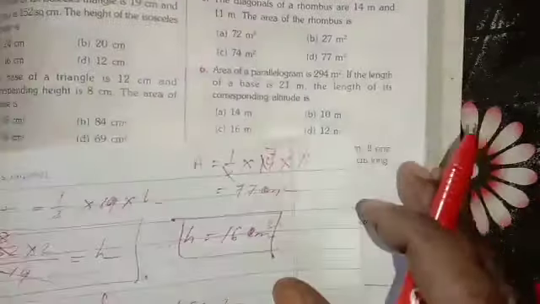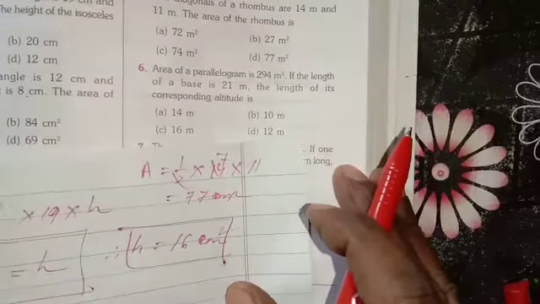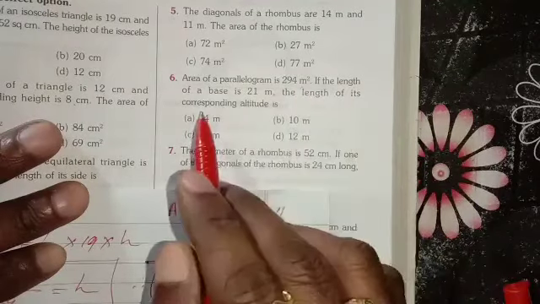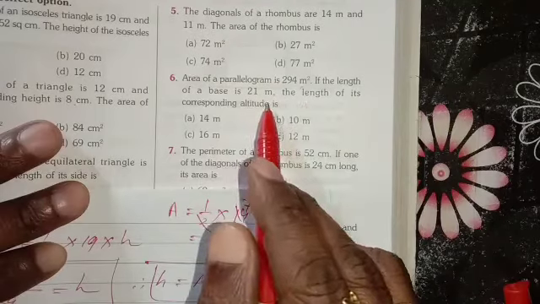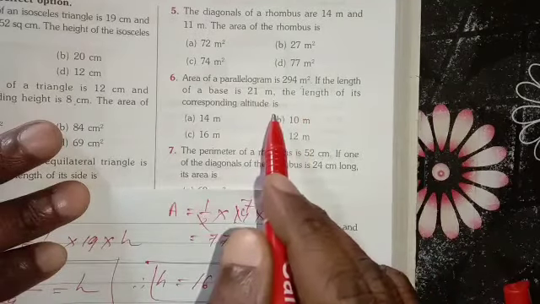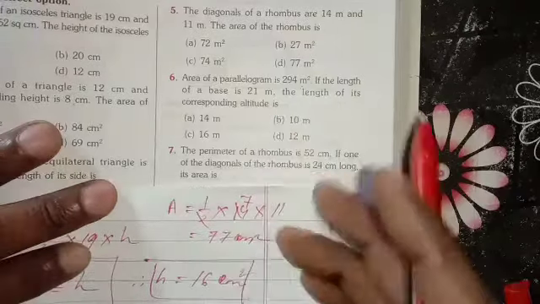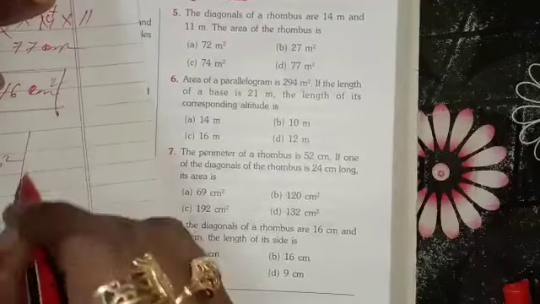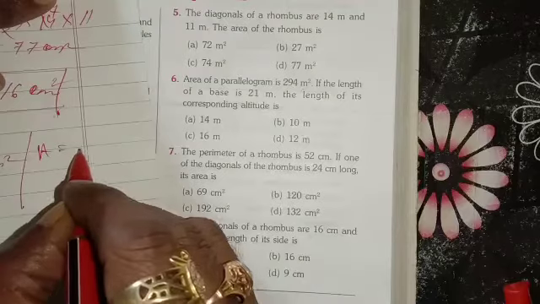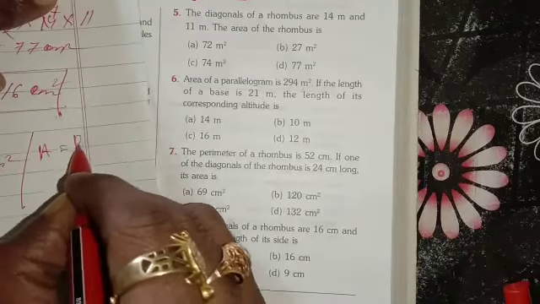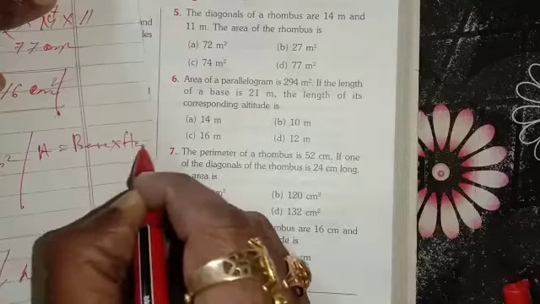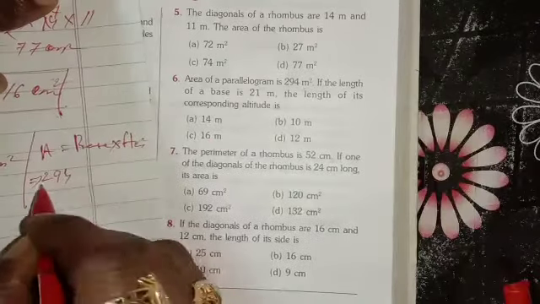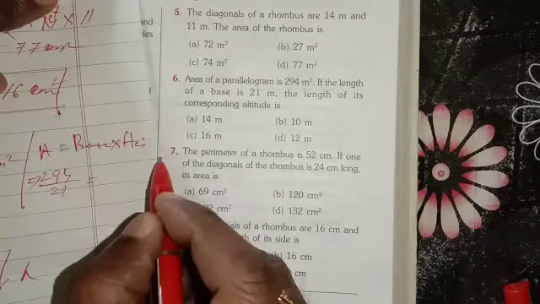Question number 6. The area of a parallelogram is 294 meter square. If the length of the base is 21 meter, find the length of its corresponding altitude. The area of a parallelogram formula is base into height. Here area is given as 294 and base is 21. Dividing by 21 will give you the height, the corresponding altitude.